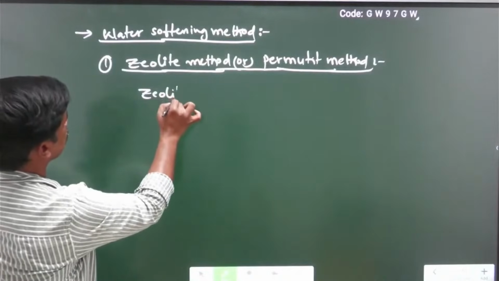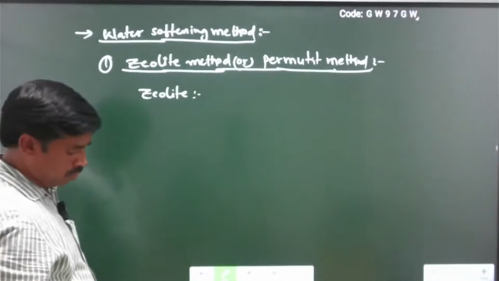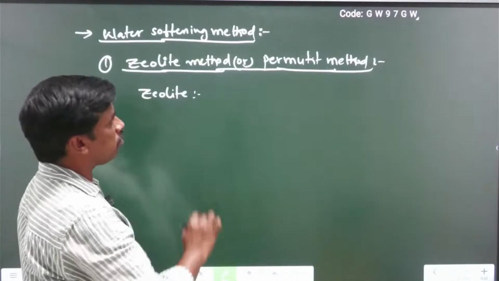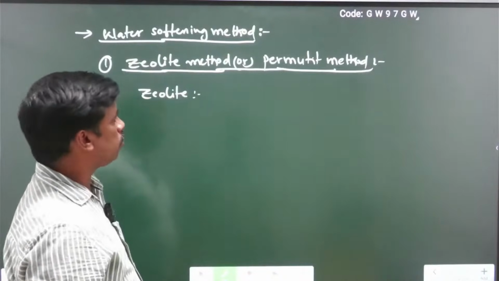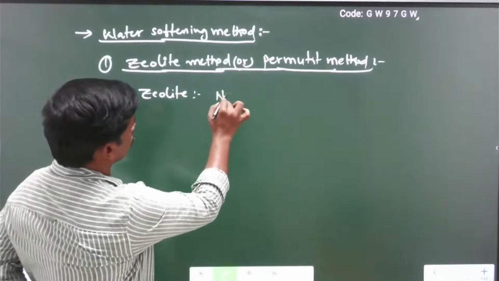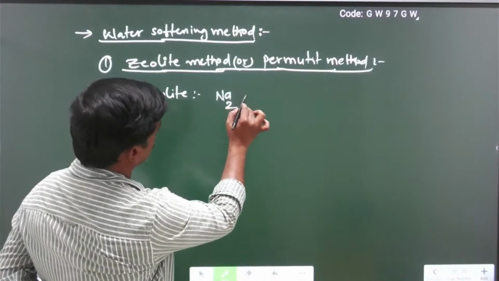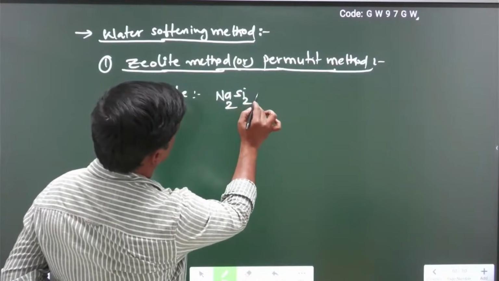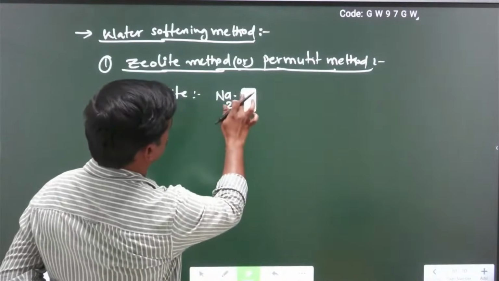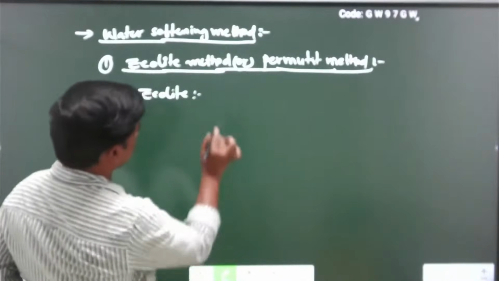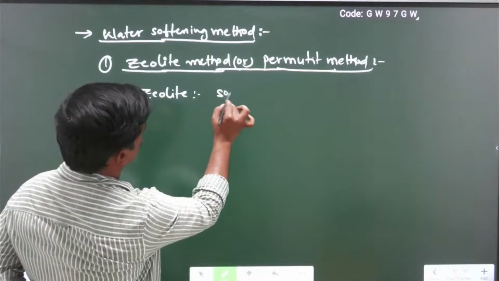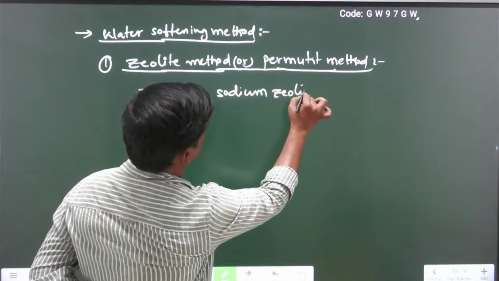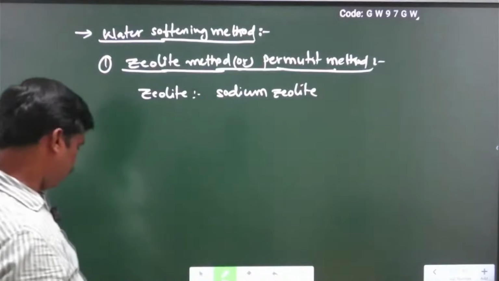Naturally occurring zeolite is used here. Sodium zeolite is going to be used for removing dissolved calcium and magnesium and suspended impurities from the water. Exactly which zeolite? Sodium zeolite. Sodium zeolite is used for this method.